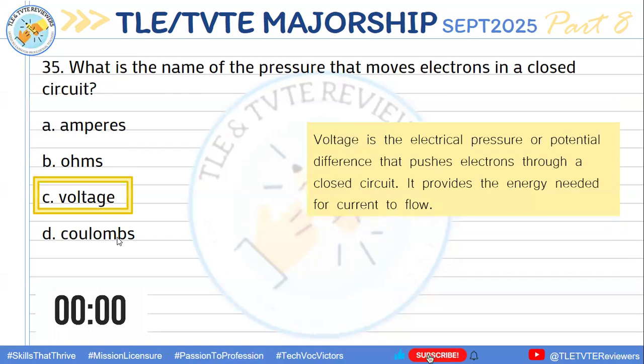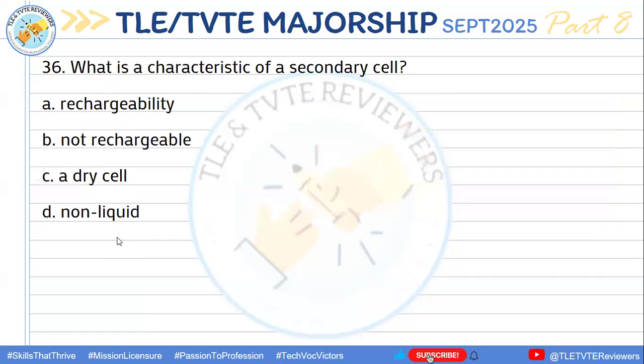For letter A, amperes, it measures current, which is the flow of electrons. For ohms, it measures resistance. And for coulombs, it measures electric charge, so not pressure. So answer letter C, voltage.